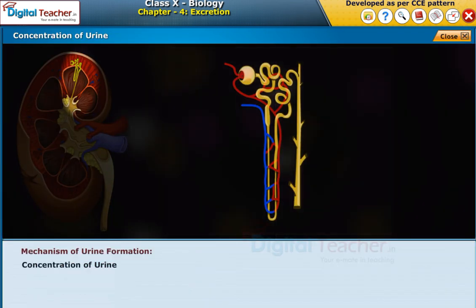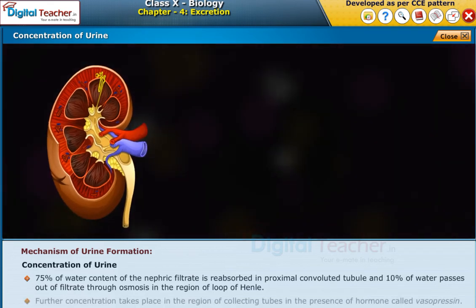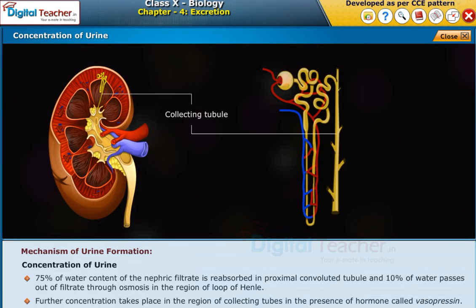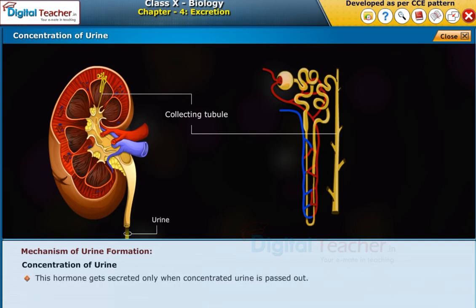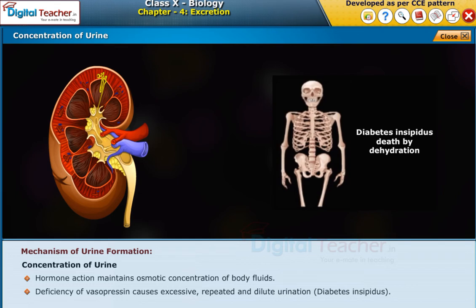Concentration of urine. 75% of water content of nephric filtrate is reabsorbed in the proximal convoluted tubule and 10% of water passes out of the filtrate through osmosis in the region of the loop of Henle. Further concentration takes place in the region of collecting tubes in the presence of a hormone called vasopressin. This hormone gets secreted only when concentrated urine is passed out. In the absence of vasopressin hormone, only dilute urine is secreted. Hormone action maintains osmotic concentration of body fluids. Deficiency of vasopressin causes excessive, repeated and dilute urination, diabetes insipidus.